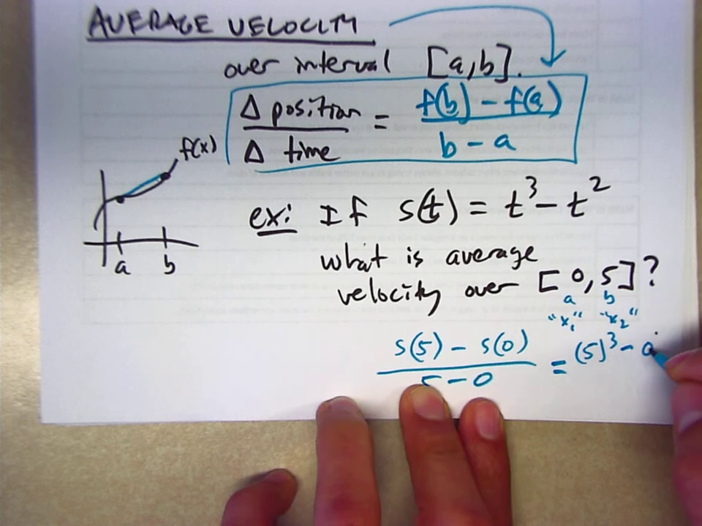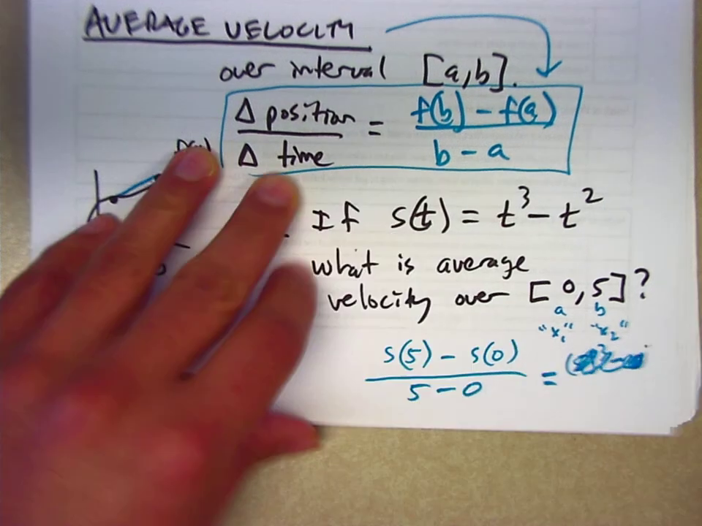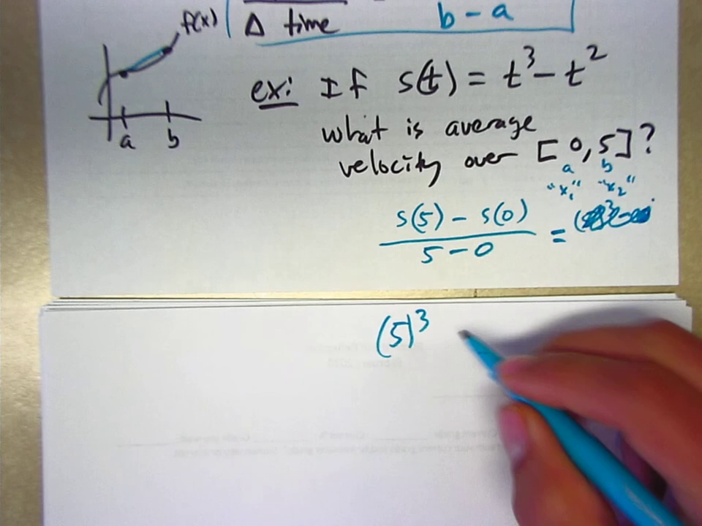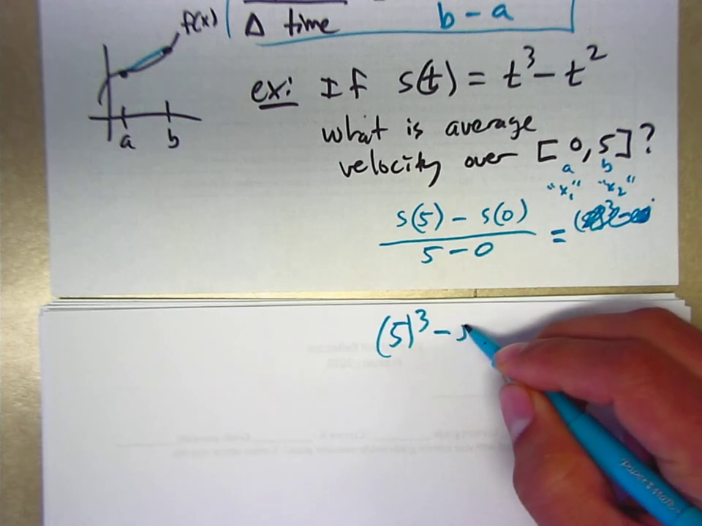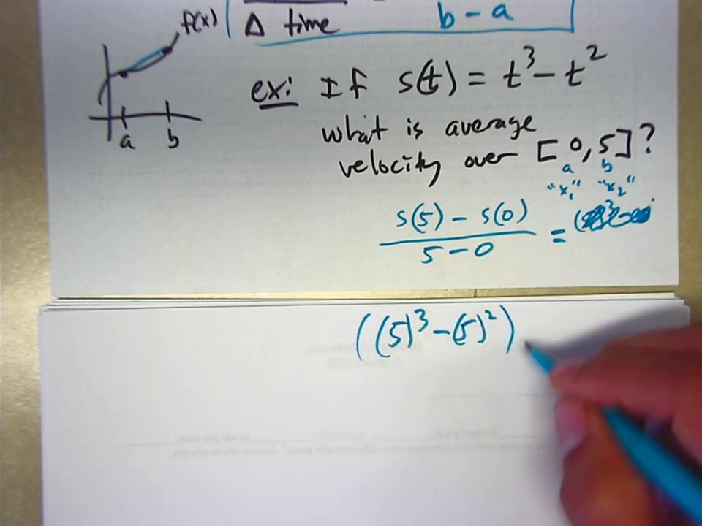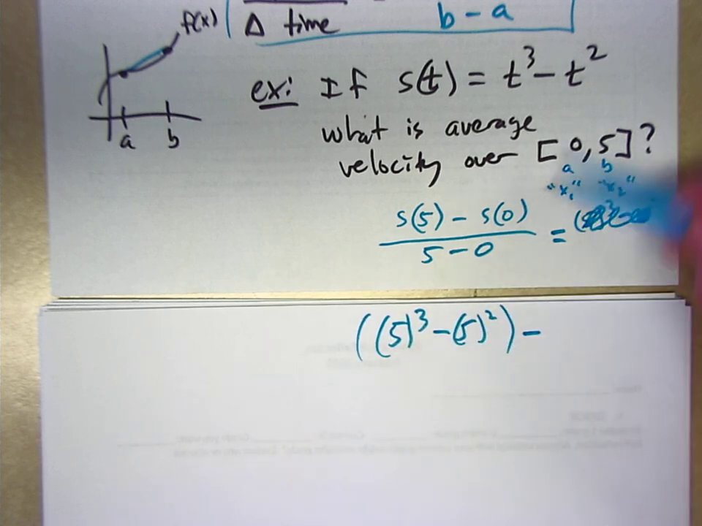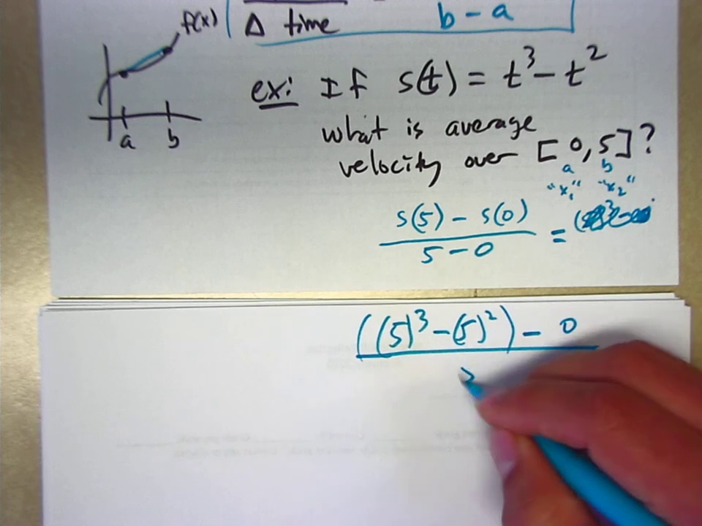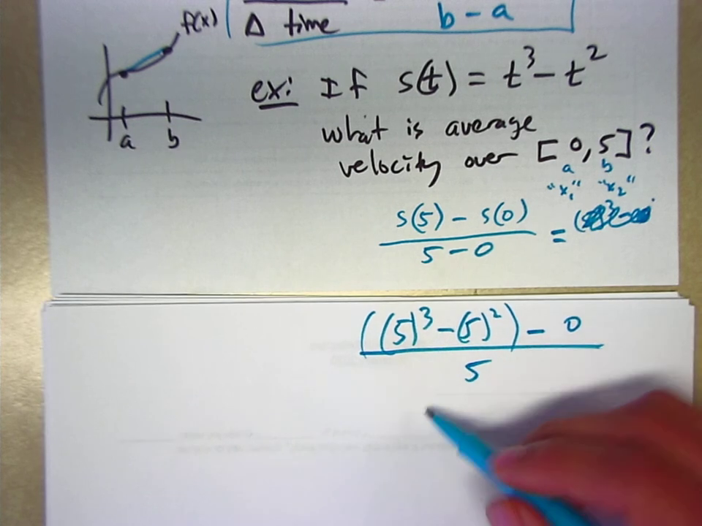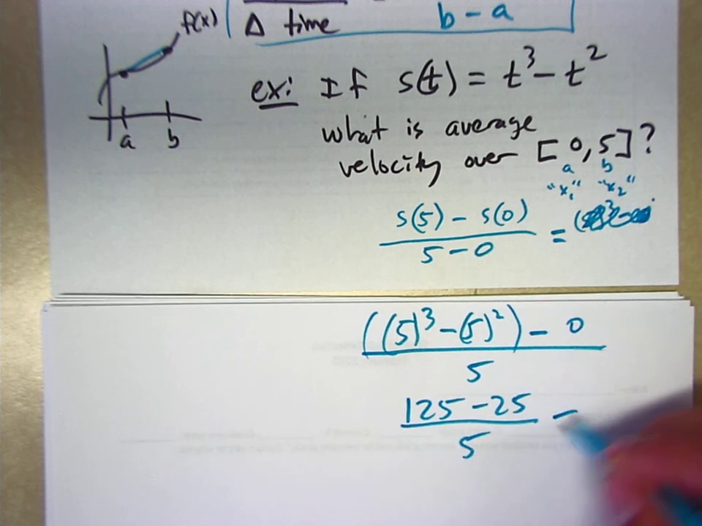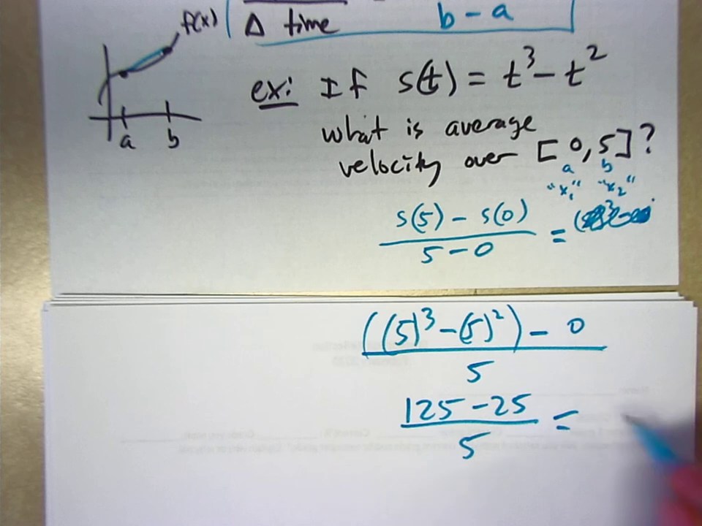You plug in 5, you're going to get 5 cubed, plug in 0. Oh, sorry, getting ahead of myself there. Let's rewrite that. You're going to do 5 cubed minus 5 squared minus, and now if you plug 0 in, that's obviously going to be 0. And then 5 minus 0 is 5. And so really the only thing left to do is figure this out, which is 125 minus 25 over 5. So just arithmetic at that point. 100 divided by 5 is 20.